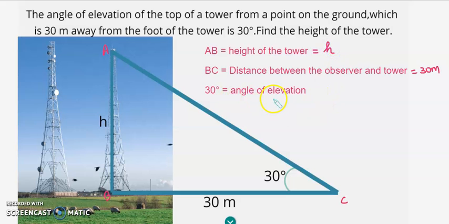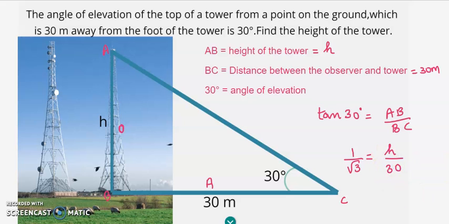The angle of elevation is 30 degrees. So let's mark the opposite and adjacent. The opposite side is this one, the adjacent side is this one, right? So again here we are going to use tan. So tan 30 degrees is equal to AB upon BC. So tan 30 is 1 over square root 3, equal to H upon 30, right?